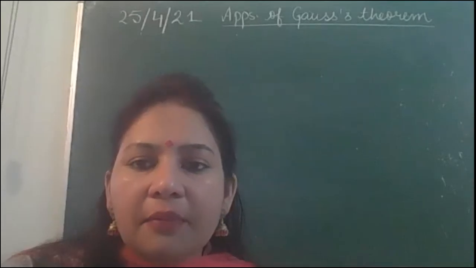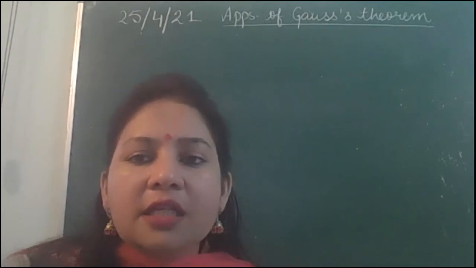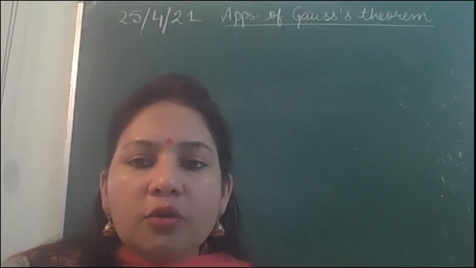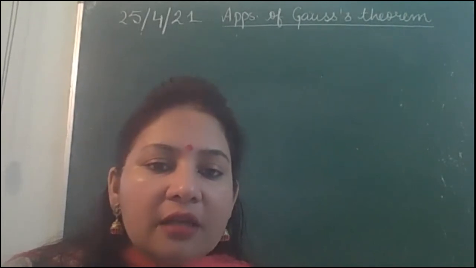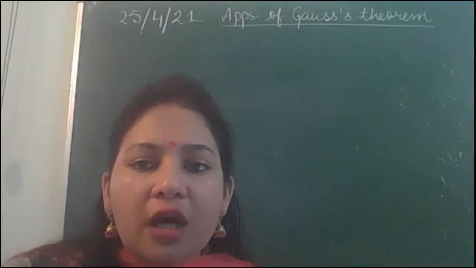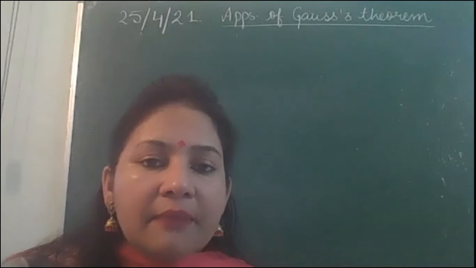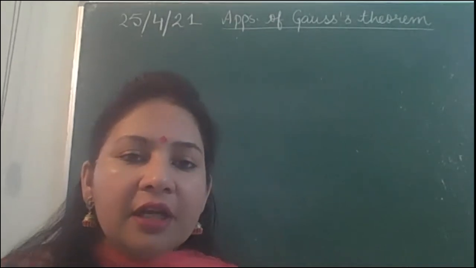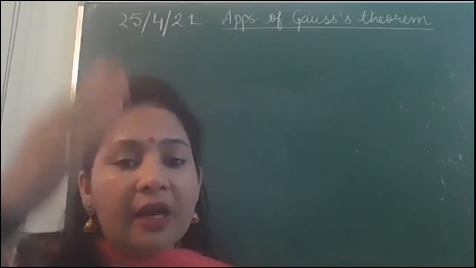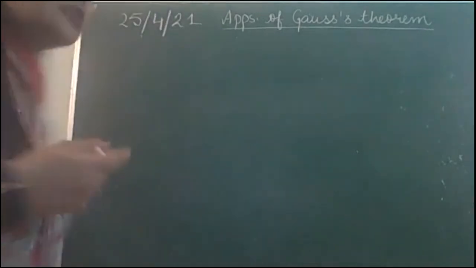Okay, so the statement of Gauss's theorem is, I repeat once, the surface integral of electric field over a closed path is 1 over epsilon naught times the total charge enclosed. Now we had started the first application of Gauss's theorem, that is to find electric field intensity at a point due to an infinite line charge. Let us see how to calculate.